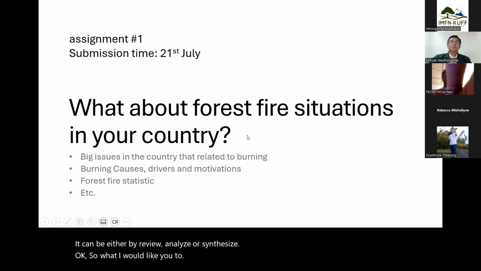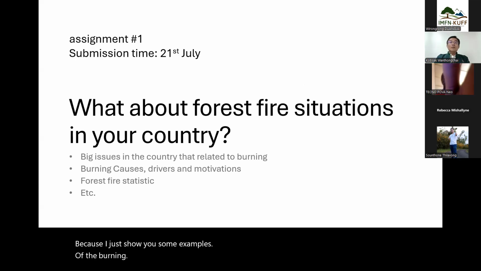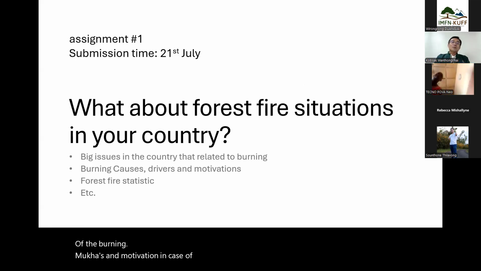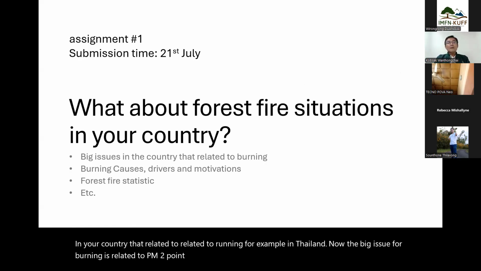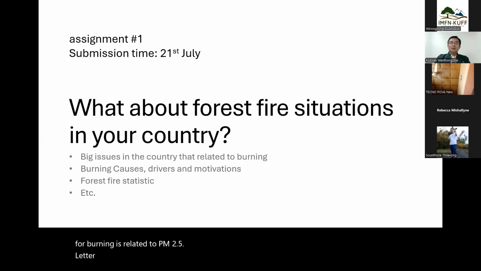What I would like you to do, this is the first assignment, because I just showed you some examples of the burning cause and motivation in the case of Thailand already. So what about the forest fire situation in your countries? What about the big issue in your country that is related to burning? For example, in Thailand now, the big issue for burning is related to PM 2.5, related to non-timber forest products, like burning for mushroom. So this is our big issue in Thailand.